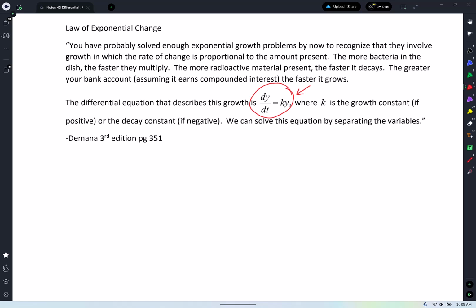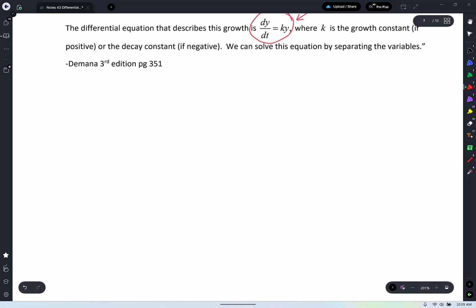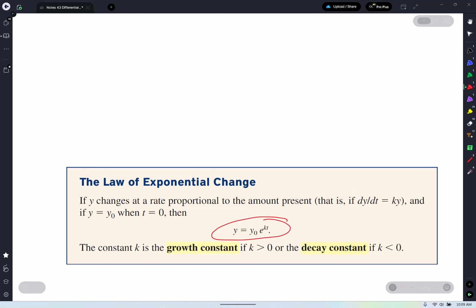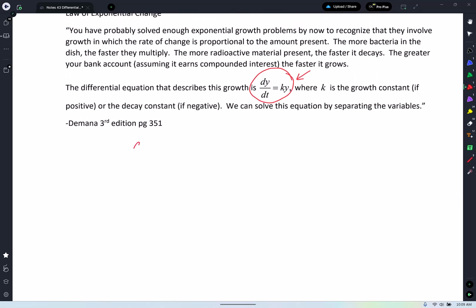We're going to show you where that model comes from. We're going to do it from scratch. And then we can solve this equation by separating the variables. Look at that equation. Don't worry, guys. That's fine if you don't get it, but I want you to at least see it. dy/dt equals ky, where k is some constant.